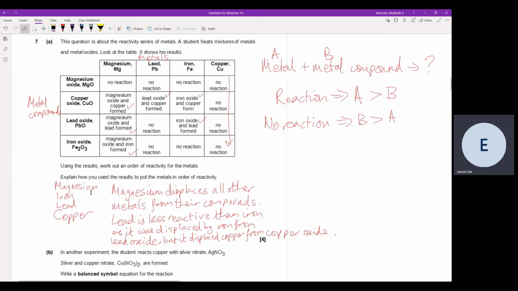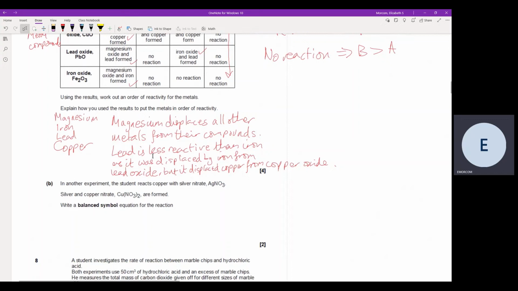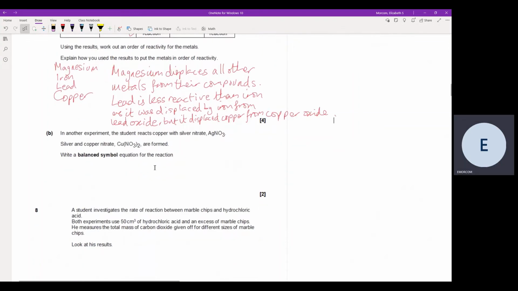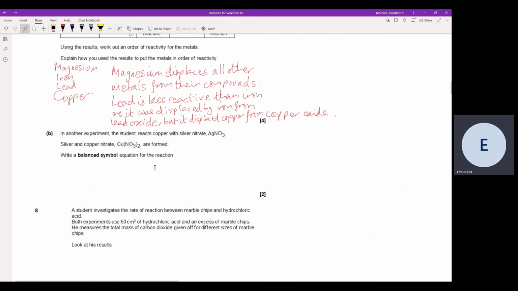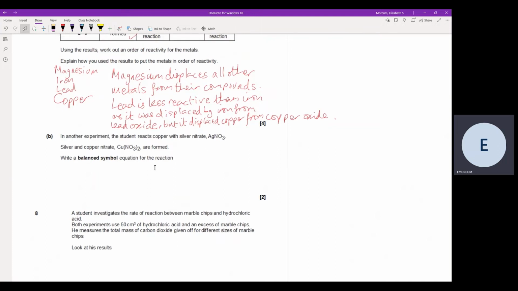So you could also talk about why you know that copper is the least reactive, for example, but this kind of summarizes most of the information we need. In another experiment, the student reacts copper with silver nitrate, AgNO3. Silver and copper nitrate, Cu(NO3)2, are formed. Write a balanced symbol equation for the reaction.